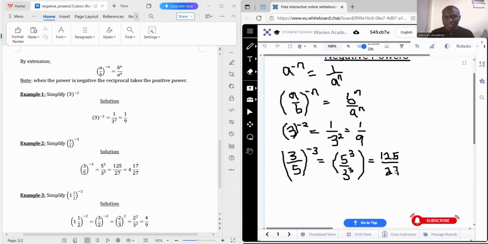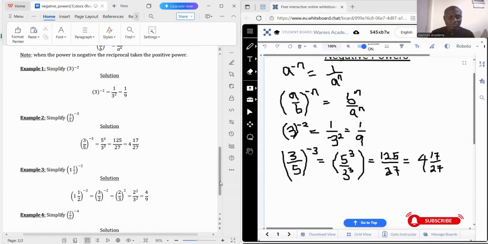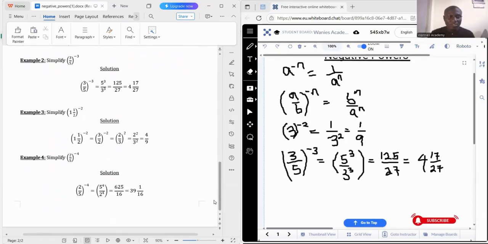We can simplify this to be 4 whole number 17 over 27. So with this, we've been able to simplify 3 over 5 raised to power negative 3 as 4 whole number 17 over 27.